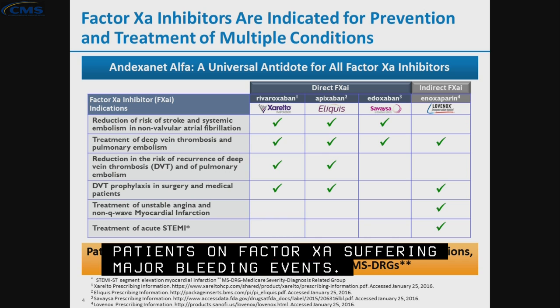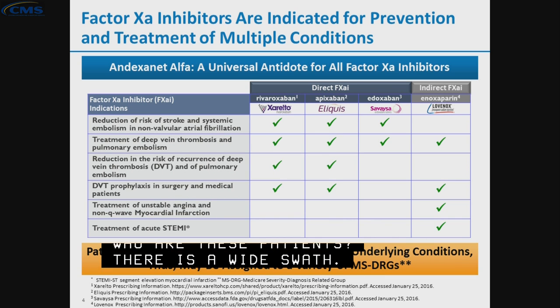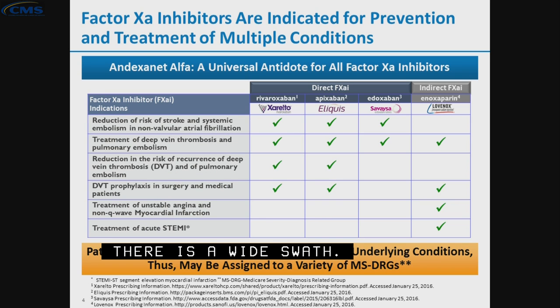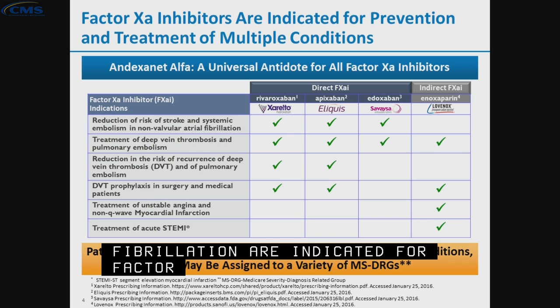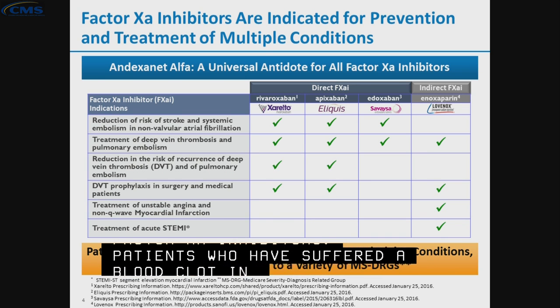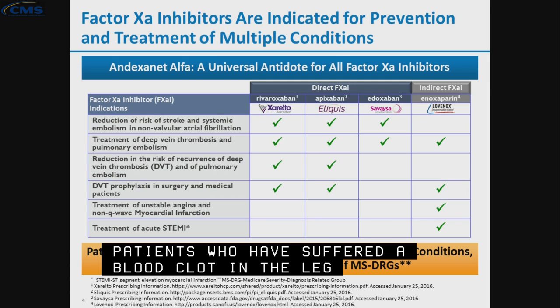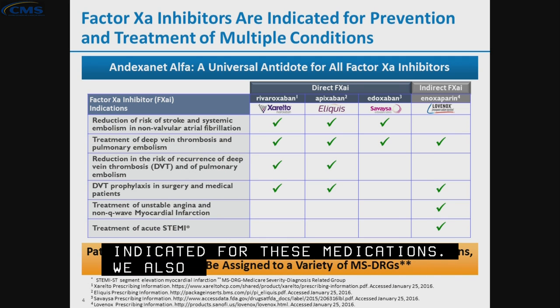Patients who have atrial fibrillation and are at risk for a stroke are indicated for a factor 10A inhibitor such as Xarelto or Eliquis or Savaysa. Patients who have suffered a blood clot in the leg or a deep vein thrombosis and now have a blood clot that traveled to the lung or a pulmonary embolism are also indicated for these medications. We also utilize factor 10A inhibitors in the prevention or recurrence of deep vein thrombosis and pulmonary embolism.